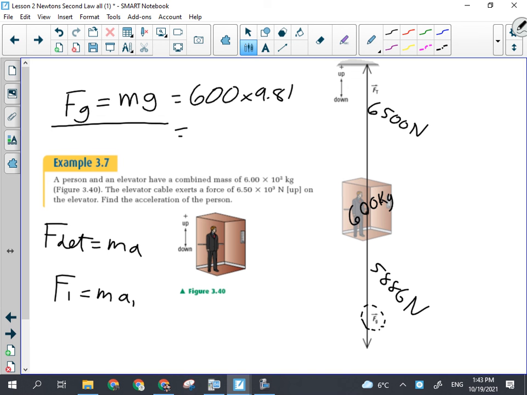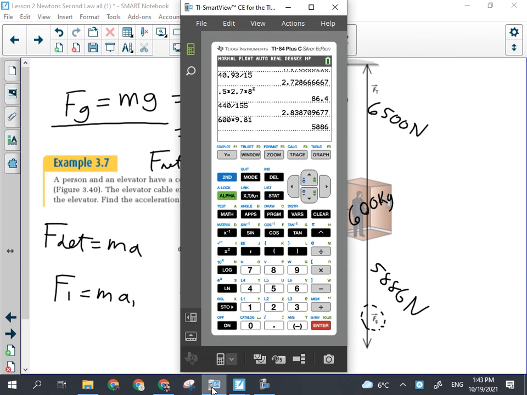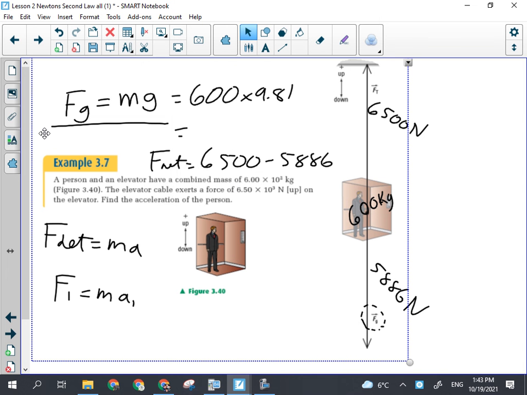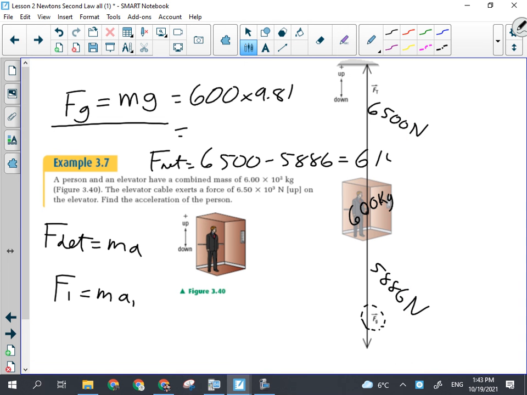Can I calculate the net force now? Yeah, for sure I can. My F net will be 6,500 minus 5,886 newtons. So my net force is 614 newtons. I must have typed something wrong the first time. So the net force is 614 newtons up.